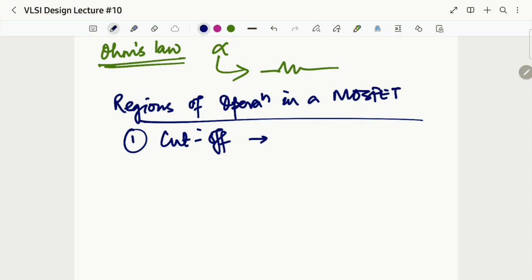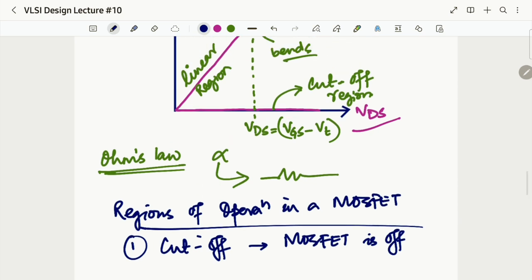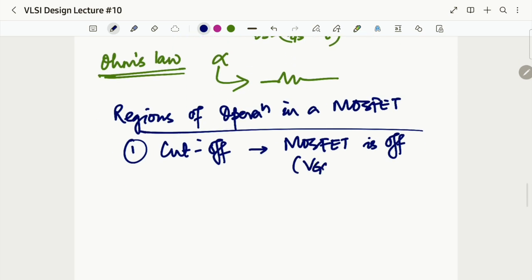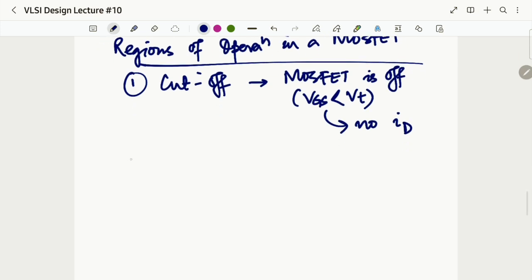Why is the first cutoff? Why not linear or saturation? Because at this point your MOSFET is turned off. Okay, it is not on. Because VGS is less than VT, you don't have a channel, you have no electrons, you have no current. So the MOSFET is turned off, so there is no ID. There is no current itself. So that is my first.